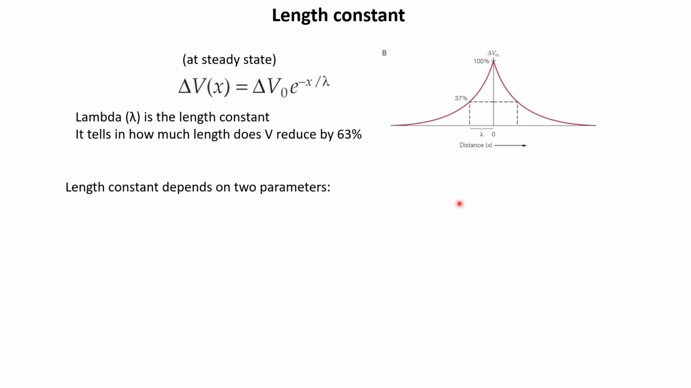So the length constant should actually depend on the resistance values, how much resistance the current encounters as it is flowing through the membrane, and how much resistance it encounters as it is flowing along the length of the neurite. So we define these two parameters, Rm and Ra. Rm is the membrane resistance per unit length, and Ra is the axial resistance per unit length. So both these resistance values will depend on the length of the neurite that we consider.